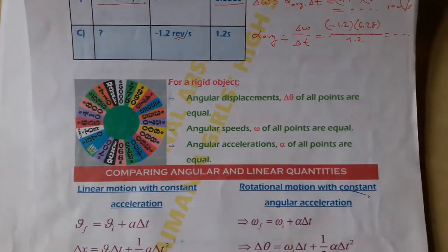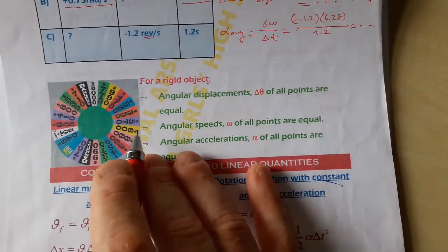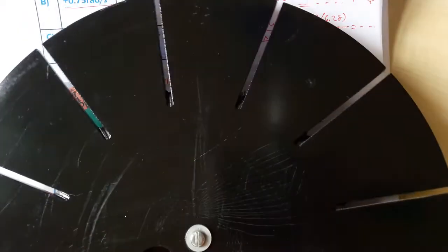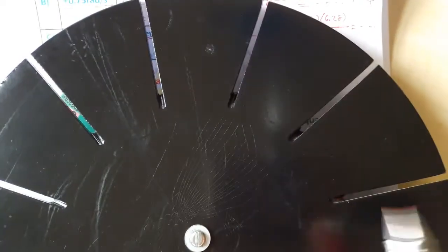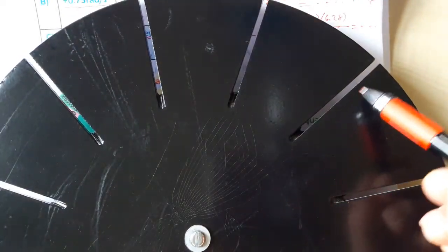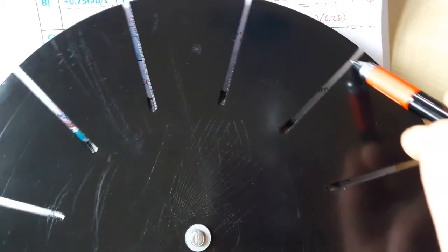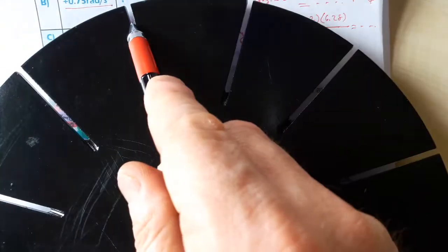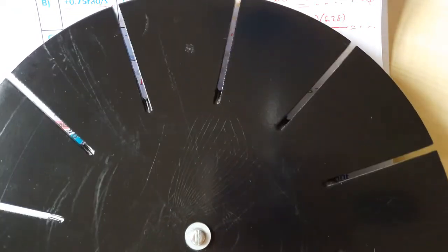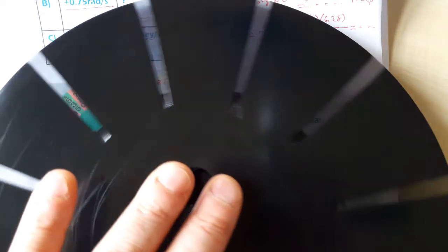And one last thing about a rotating, spinning rigid object. In this rigid object, every point is rotating with the same angular speed, the same angular acceleration, the same angular displacement. That is, all angular quantities on a rigid rotating object are the same. This is one of the ministry exam questions, don't forget.